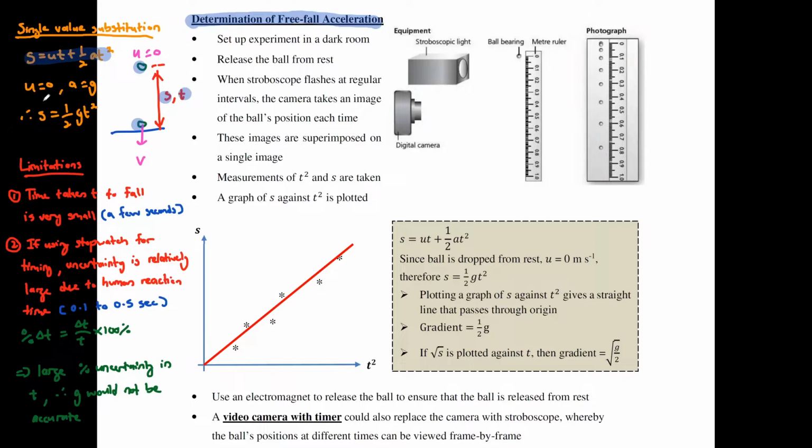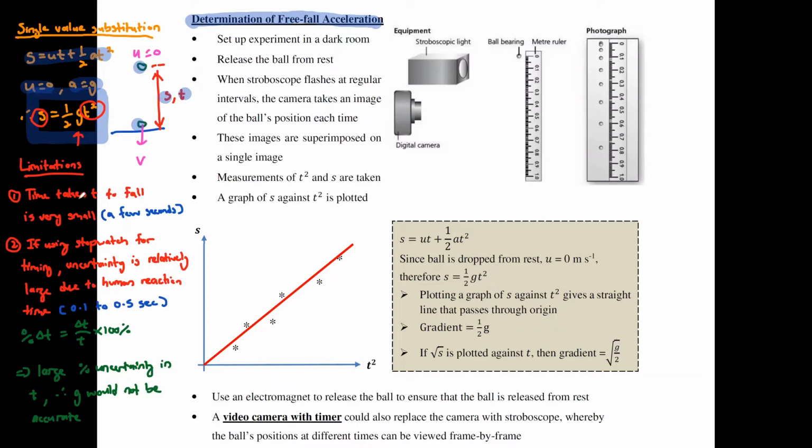If the object was released from rest, then the initial velocity u will be equal to 0. And if the only force acting is just the weight, the acceleration a is equal to g. So we would get s equals half gt squared. If we are able to measure the distance fallen s and the time taken t, we would be able to find the value of g.